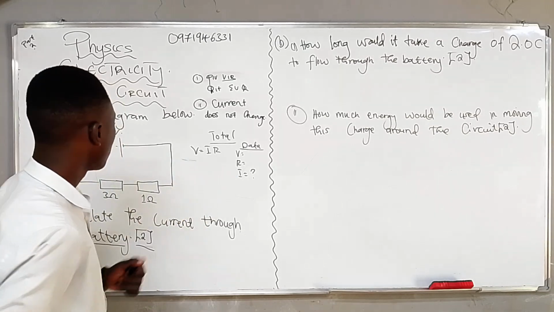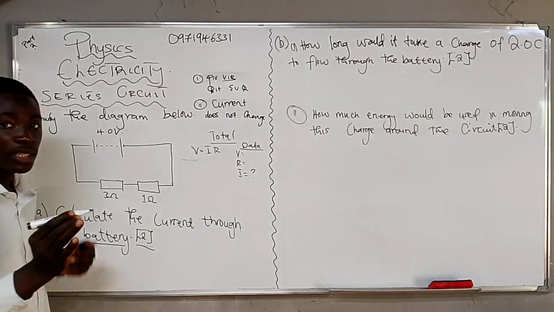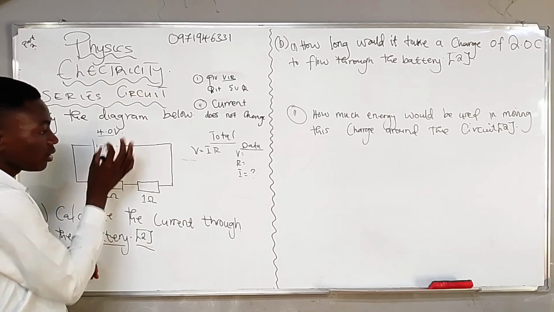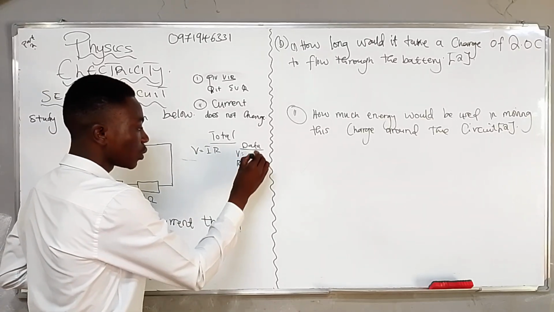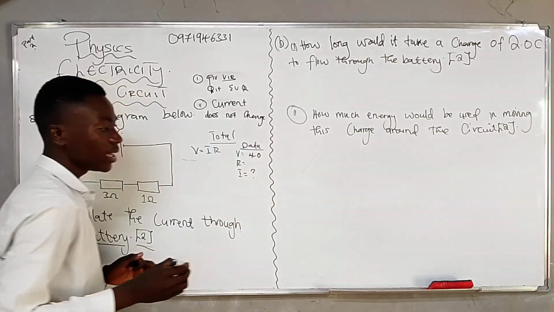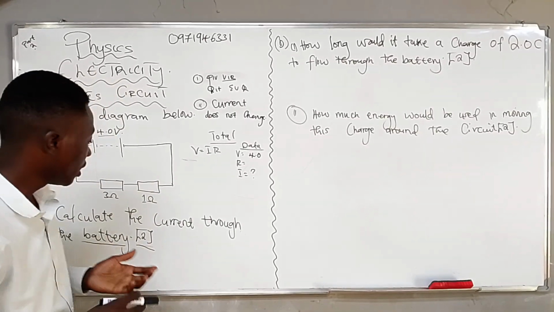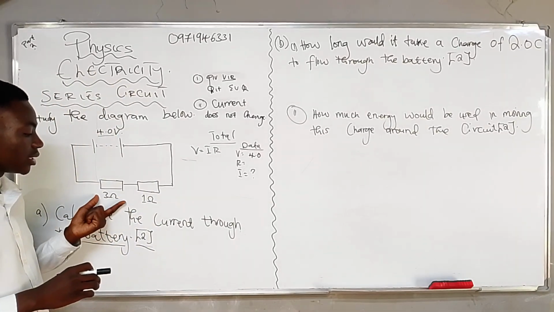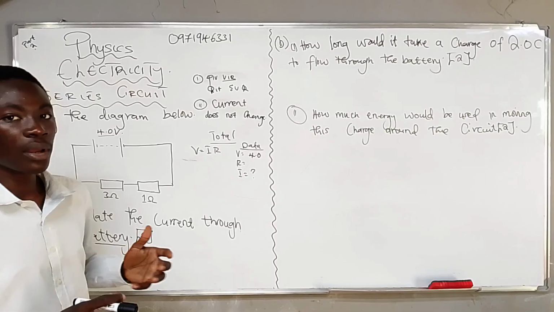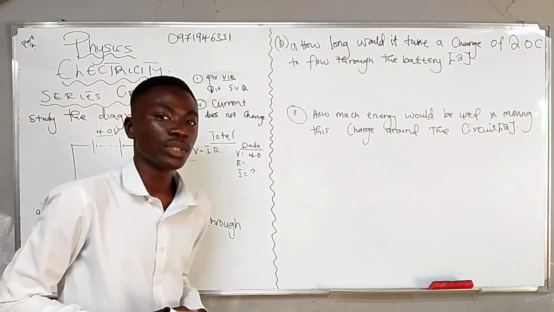Okay, do you have the total voltage? Yes, the total voltage that is on the battery is 4 volts. So that is the total voltage. And then what is your total resistance? So you can see that in our question we are having 2 resistors, this resistor and this resistor. So now how do you find the total resistance?